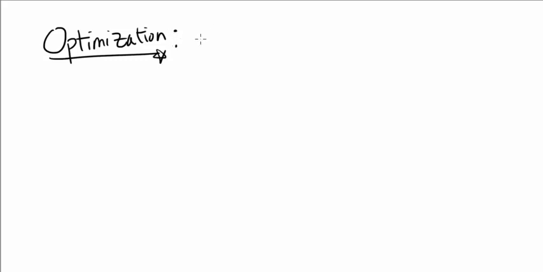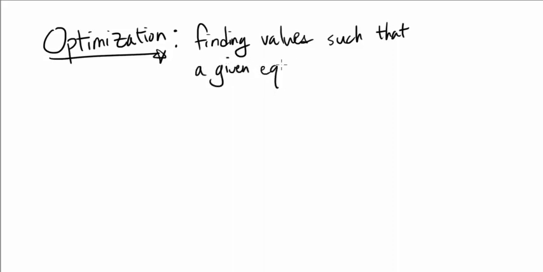I want to talk about the concept of optimization. Optimization, you probably have heard it before. In mathematics, optimization is the process of finding certain values, certain quantities, such that a given equation is maximized or minimized. So, maximized or minimized.